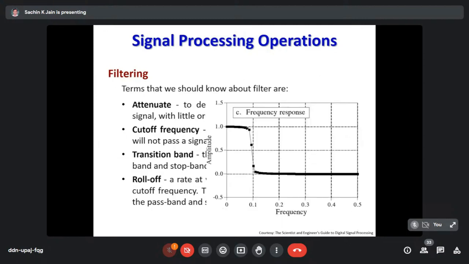So for example, in this signal, this is basically attenuation. This signal is attenuated to zero value. These frequency signals are attenuated by this. This is basically your cutoff frequency, and this is known as your transition band, where your signal is under transition, and this is your roll off. If your roll off is small, then this will be your transition band. This sharp transition means your roll off. So roll off basically decides your transition period, right?